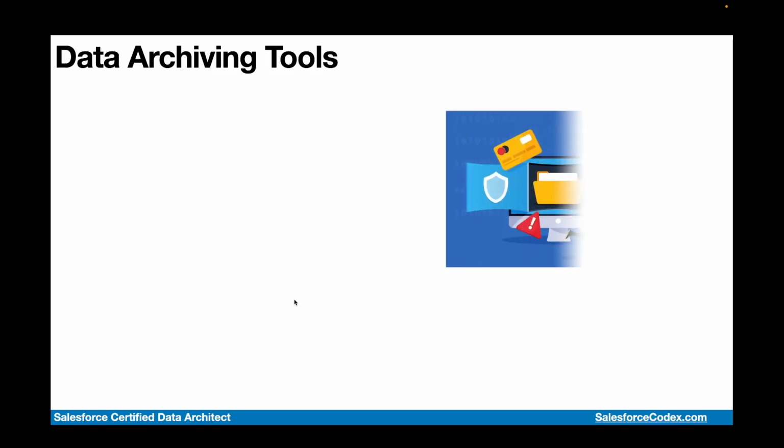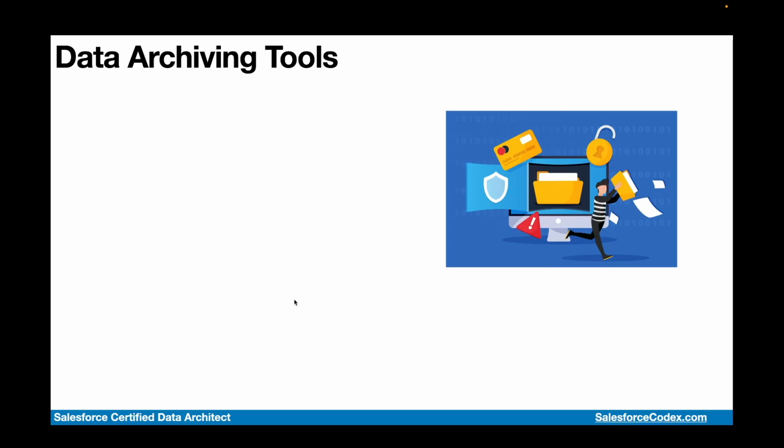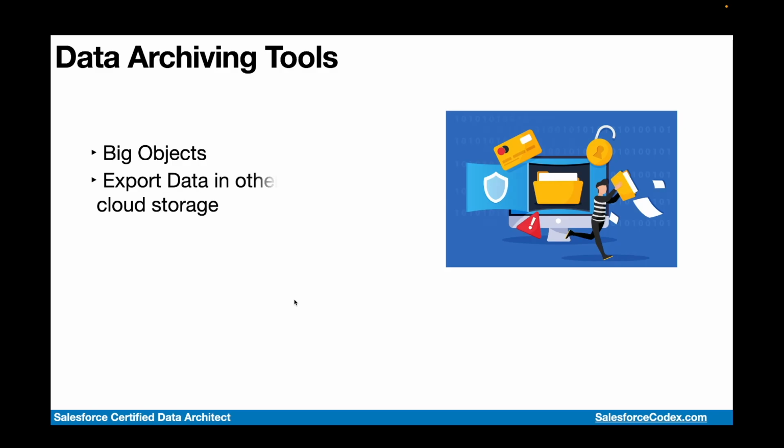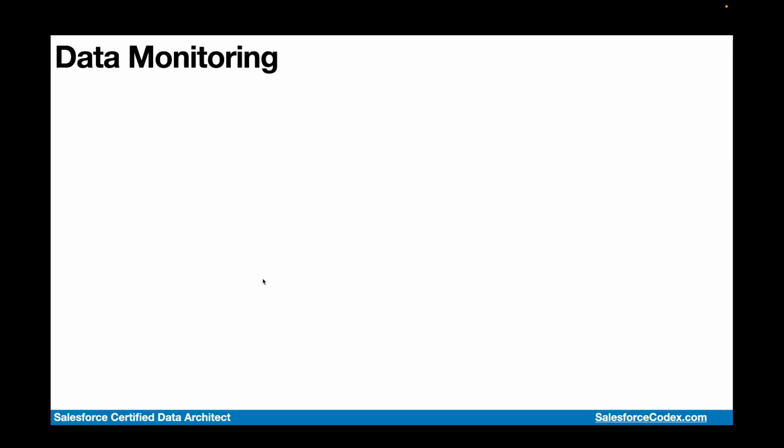Let's see what data archiving tools we can utilize. We can utilize Big Objects. We can also store data in a custom database, maybe through a CSV or Excel sheet. We can also use other cloud storage, like Google's database. We can use an Oracle database or some other kind of database for storing our data. Let's see data monitoring now.